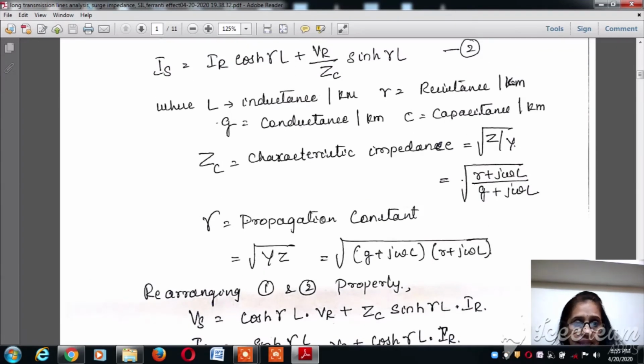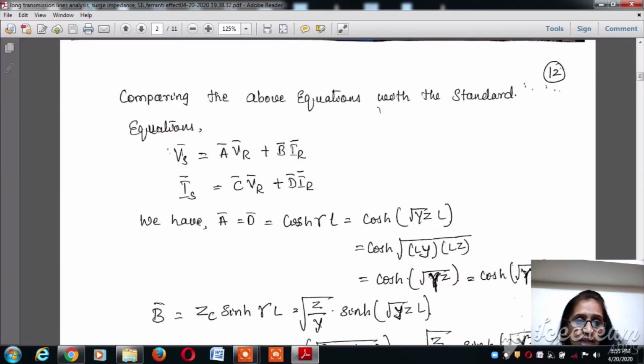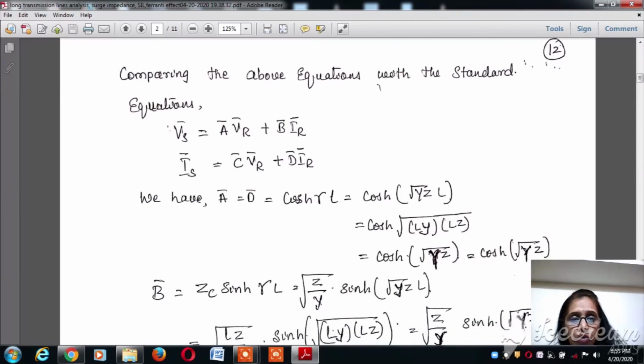Comparing the above equations with the standard equations, which are nothing but Vs = A·Vr + B·Ir and Is = C·Vr + D·Ir, A, B, C, D are the parameters called the generalized constants of a transmission line. So the sending end voltage is expressed in terms of the receiving end voltage and current. The sending end current is expressed in terms of the receiving end voltage and the receiving end current.